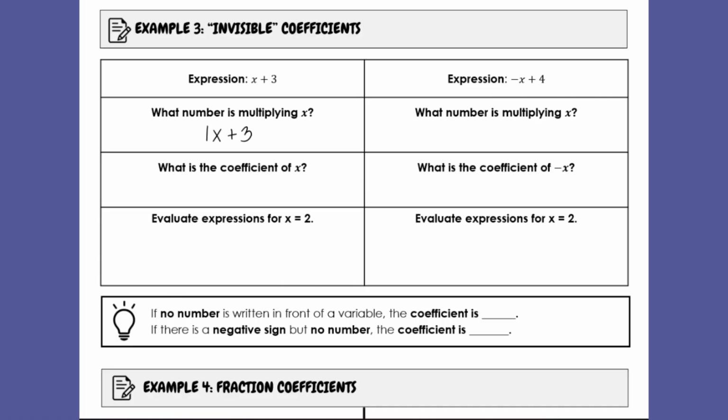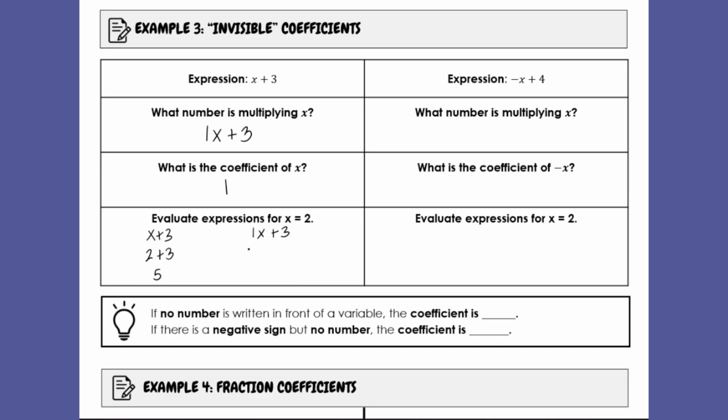Essentially, if we don't have a single x, then we need to denote that by giving it a visible coefficient. So our coefficient of x here is just 1. And we can prove that by evaluating this expression for x equals 2. If we look at x plus 3 and we plug in 2 for x, we'd get 2 plus 3, which is 5.